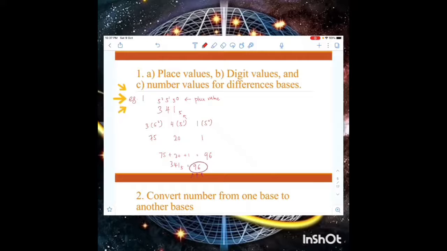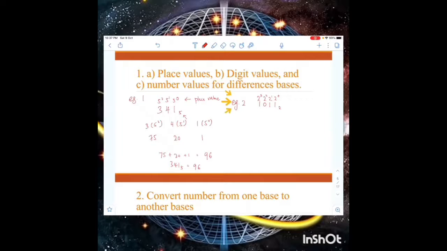I'll show you another example. Example 2. Let's say 1011 base 2. If we want to know what the place value is, because the base is 2, on top of each of the numbers we write 2, 2, 2. Same as the previous example, the power will rise from 0 to 1 to 2 to 3. So this one is 0, 1, 2, 3.